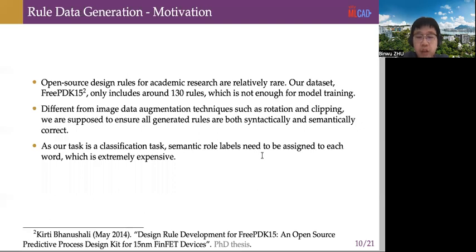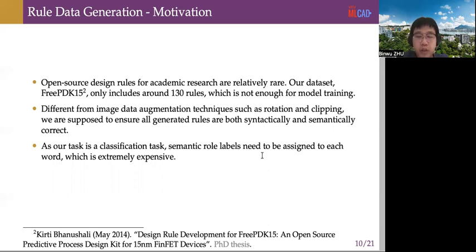After defining all necessary semantic roles for all words in rules, the next part of our work is the raw data generation. So why do we need to generate more raw data? Well, the open source design rules for academic research are relatively rare. Our training data set, FreePDK-15, only includes around 130 rules. To help the model avoid overfitting as well as generalize better on those unseen raw data, we are supposed to expand the data set before training.